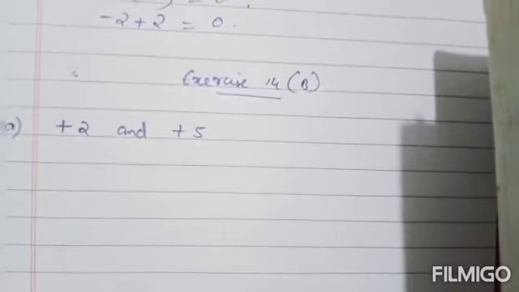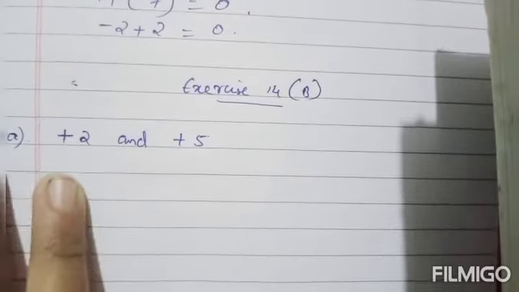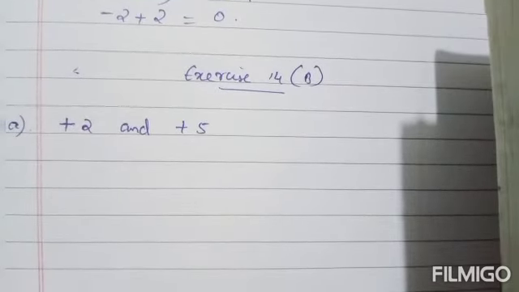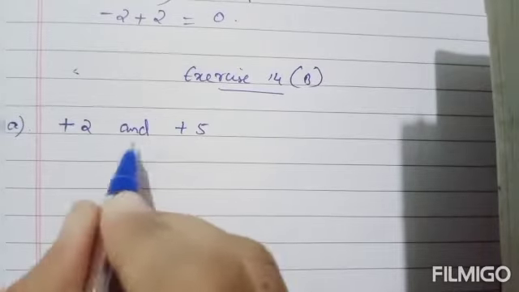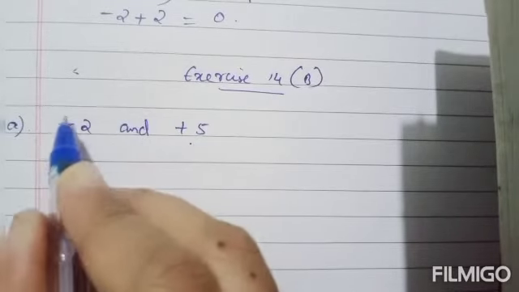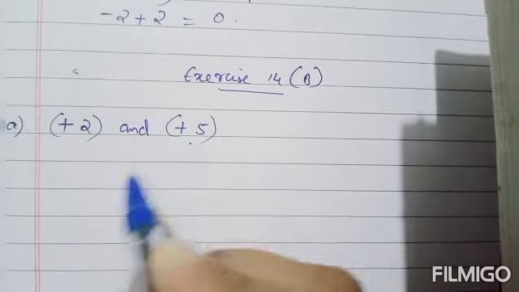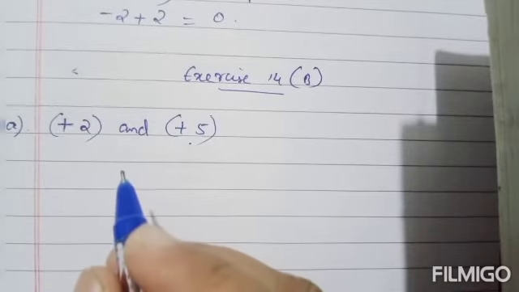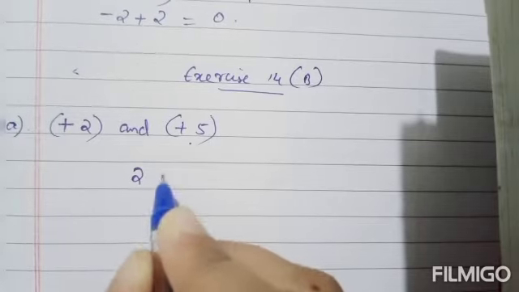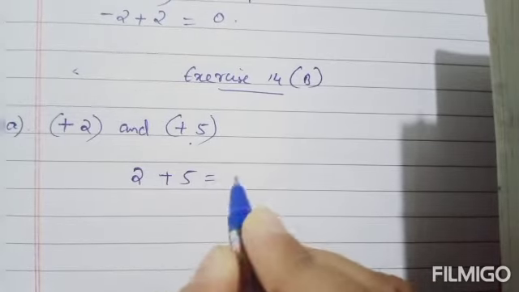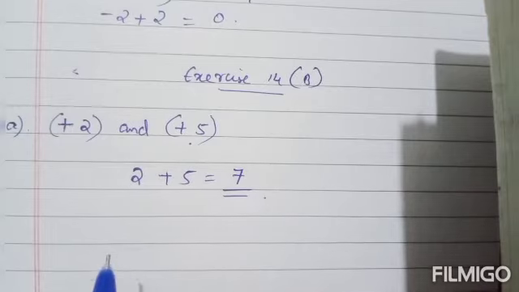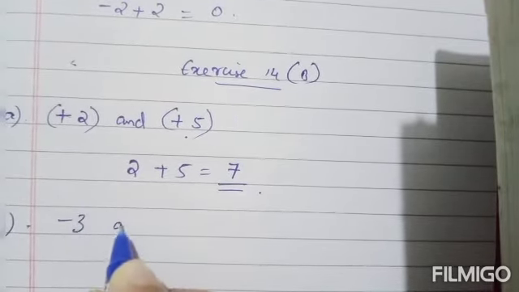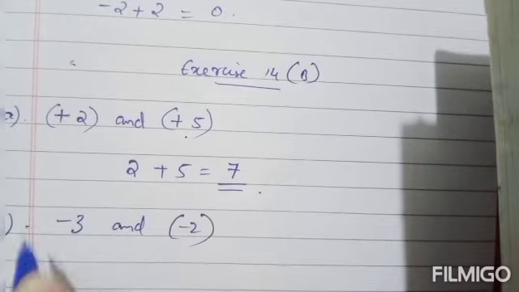Okay. Next, exercise 14b. First question, find the sum of the following. In that a, plus 2 and plus 5. So, two positive integers we need to add. Okay, two positive integers we know the addition. 2 plus 5. What is 2 plus 5? It is 7.